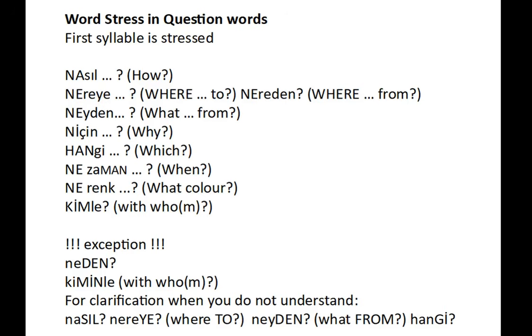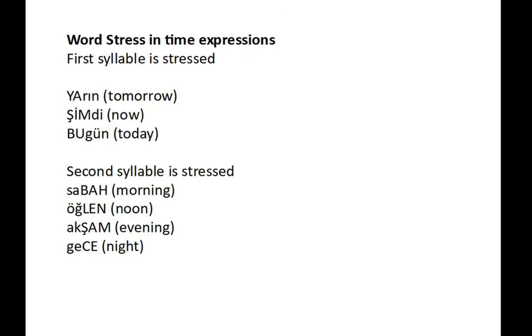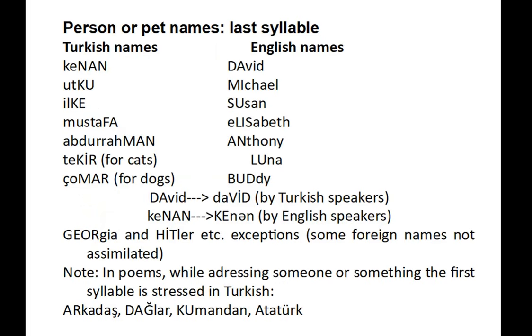For clarification, when you do not understand, you can also change the stress, like nasıl, nereye, neyden, hangi? So you want some clarification from the person when you don't understand. What about word stress or syllable stress in time expressions? The first syllable is stressed, like yarın, şimdi, bugün. But here we have some more whose second syllable is stressed: sabah, öğlen, akşam, gece.